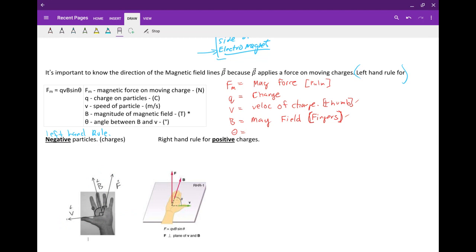This is the right-hand rule, so you would use this for positive particles, and this one over here is the left-hand rule. So right and left-hand rule. And the left hand you would use for negative particles. And that's what we're looking at there.